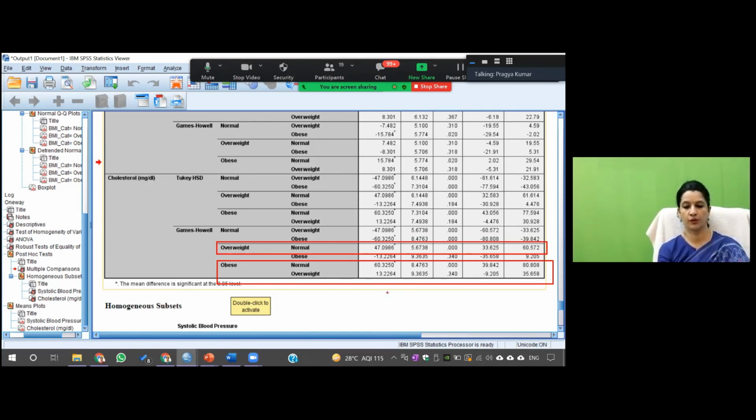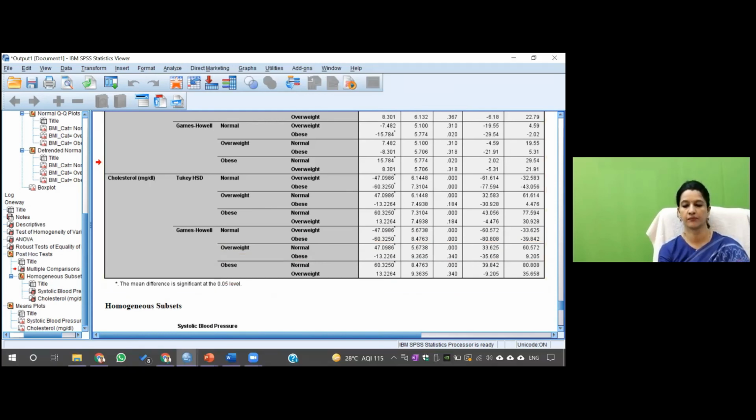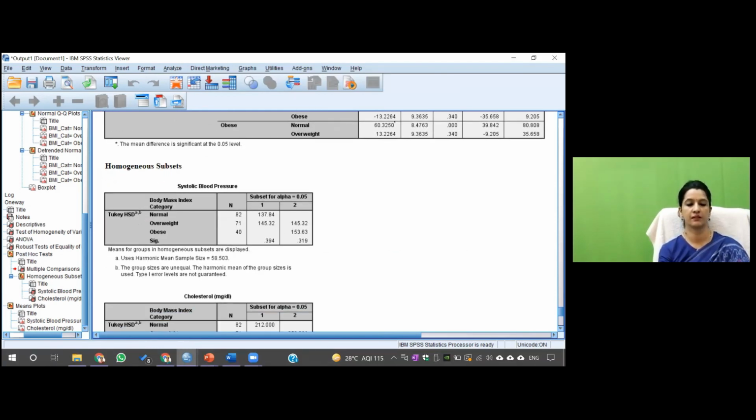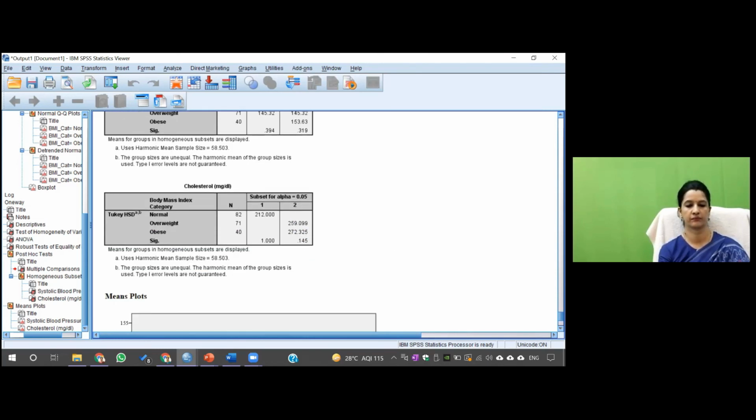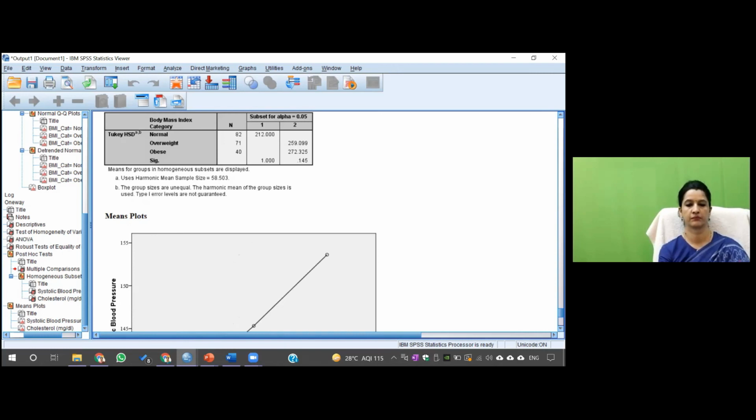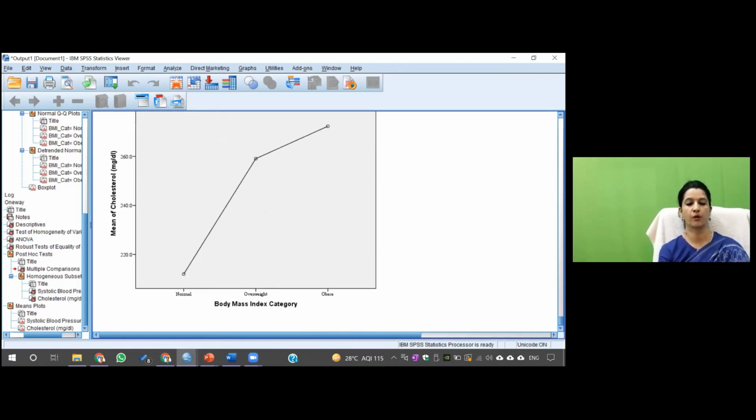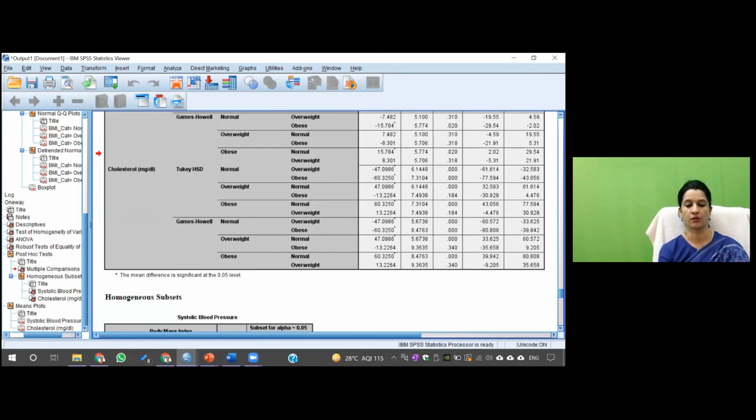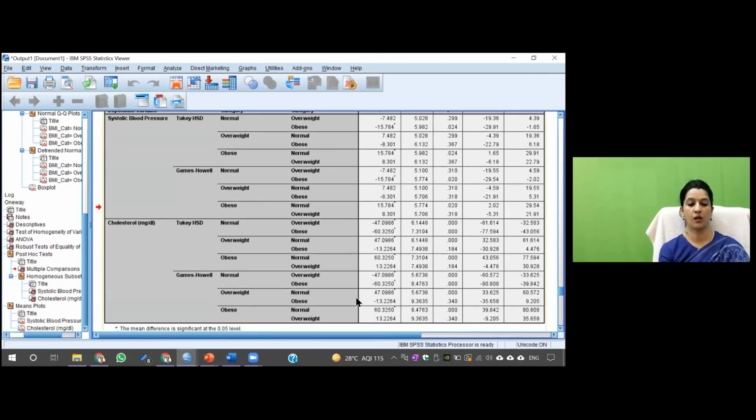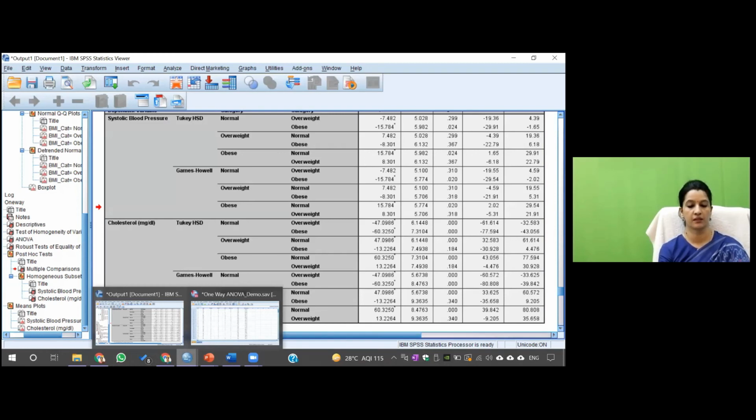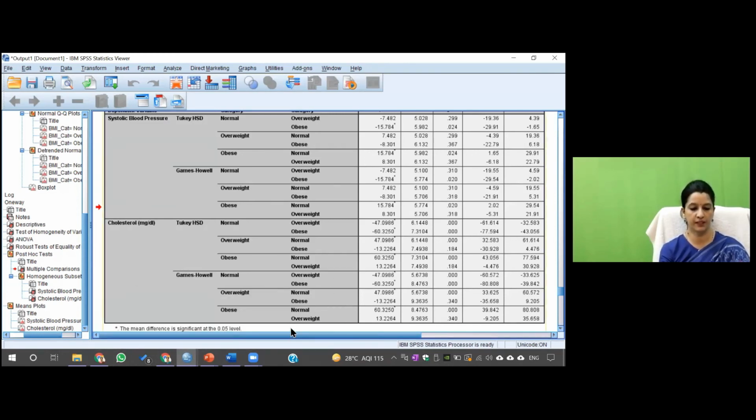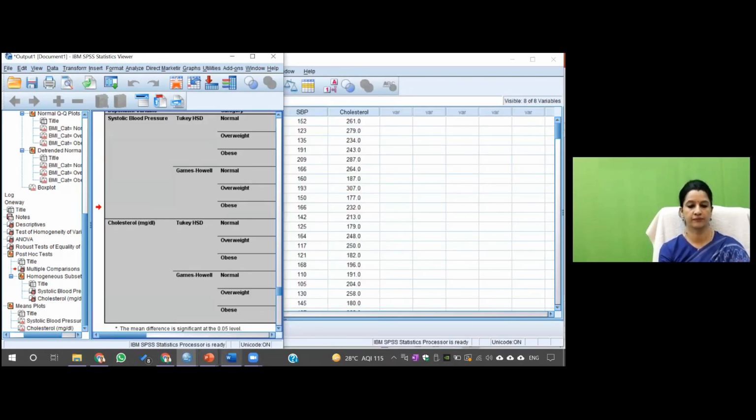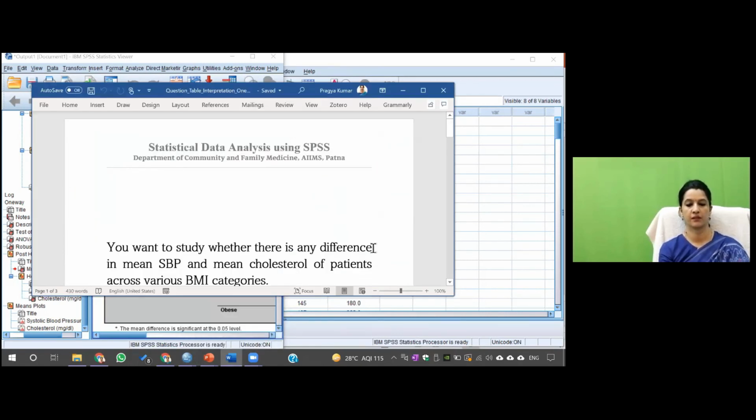Okay, so if you go down again, you can see that this gives you the mean plot. Although we don't report the mean plot, that mean plot is there. So basically we report up till this point, post hoc, right? So now how to interpret this result? Because you have interpreted it here, now how to write it, that we'll see here. So this was the question.